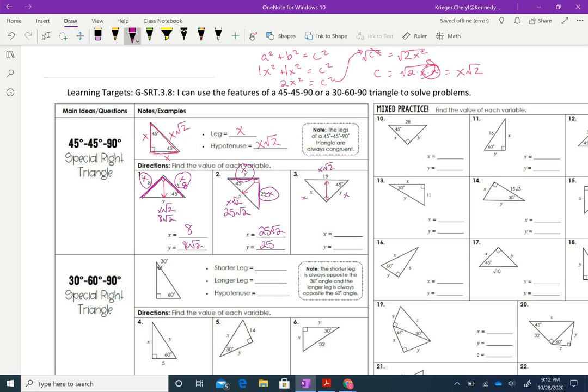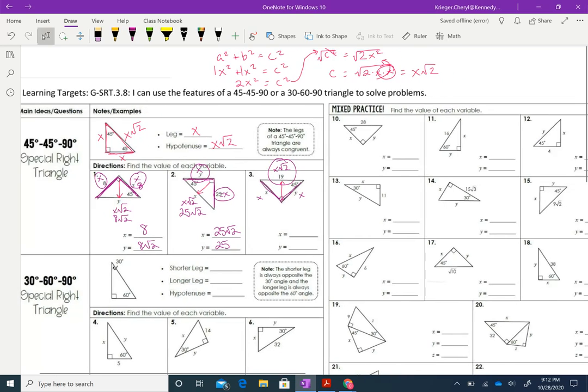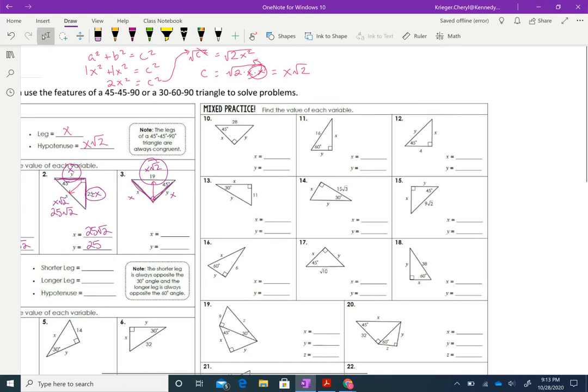Okay, and number 3 is a little bit more challenging. They don't give us our x, so they don't give us our legs, but they do give us our hypotenuse, x root 2 equals 19. So I'm going to come over here and show you what happens when we have to solve for x, our legs. So we know that x root 2 equals 19, and we're trying to get x by itself. So x square root of 2 means x times the square root of 2.